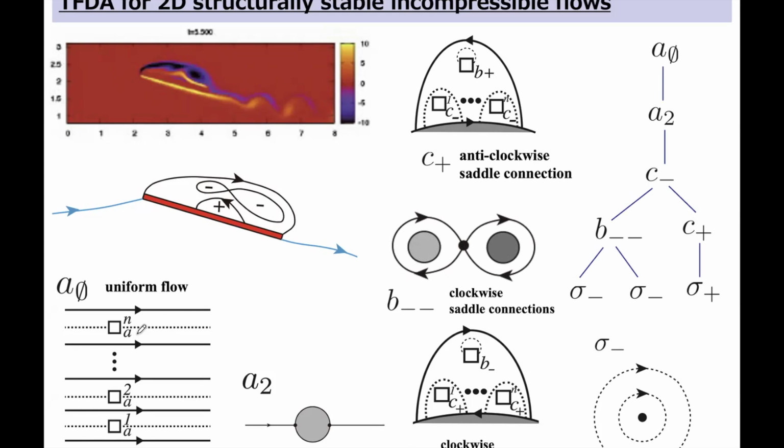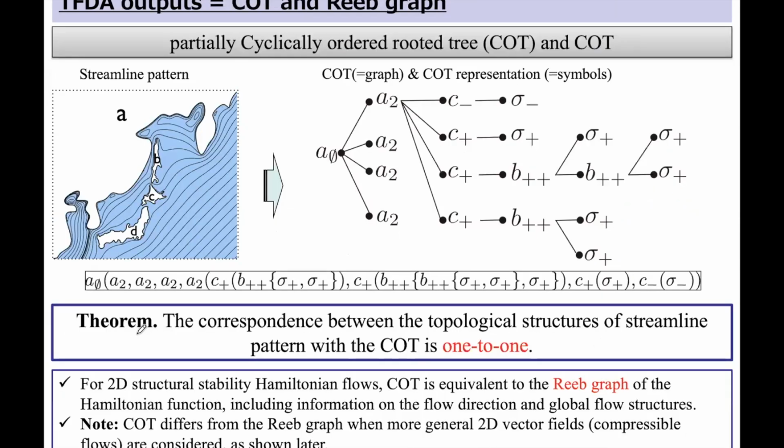In addition to that, this B minus minus structure contains the two elliptic centers going the clockwise direction, which is assigned sigma minus as COT symbols. So now we have no other topological structure to be identified, so we stop this procedure. That's, you see, the global structure of this flow pattern converted into this kind of tree. This is how TFDA works. Okay, so this is the output of the TFDA.